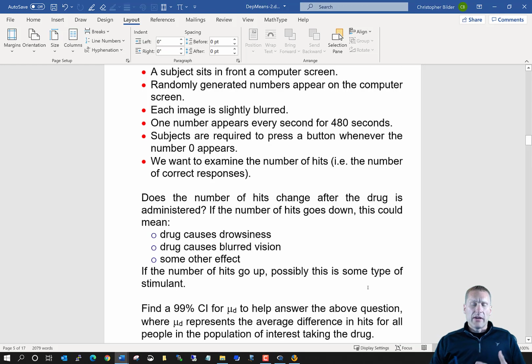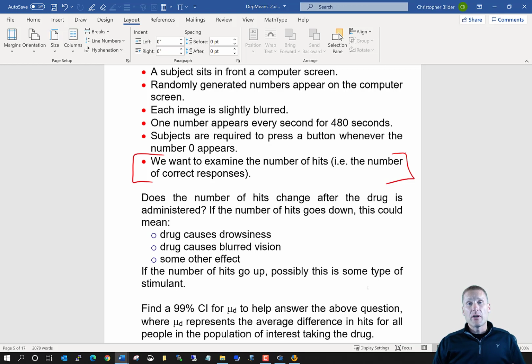The patient, or actually they would call them subjects in this case, a subject sits in front of a computer screen. And in front of the computer screen, you see a randomly generated number where the image is blurred a little bit. One number will appear every second for 480 seconds, and subjects will press a button whenever the number 0 appears. What we were interested in measuring with these subjects was what happens to the number of correct responses, meaning the number of times they pressed the button when a 0 appeared, which we called hits.